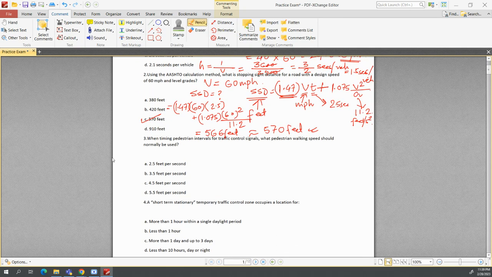So let's go with the third problem. When timing pedestrian intervals for traffic control signals, what pedestrian walking speed should normally be used? Basically, what is a pedestrian walking speed? It clearly says that it is 3.5 feet per second. Basically, we need to remember this. Okay, pedestrian walking speed: 3.5 feet per second.